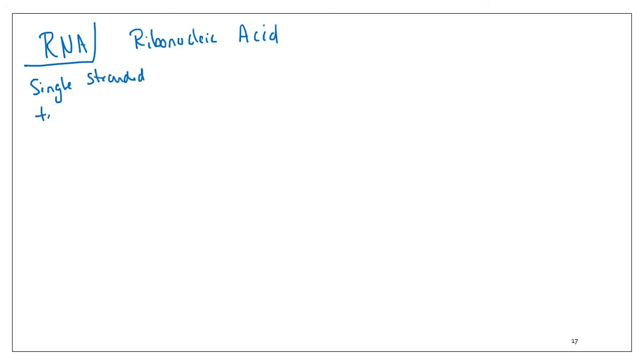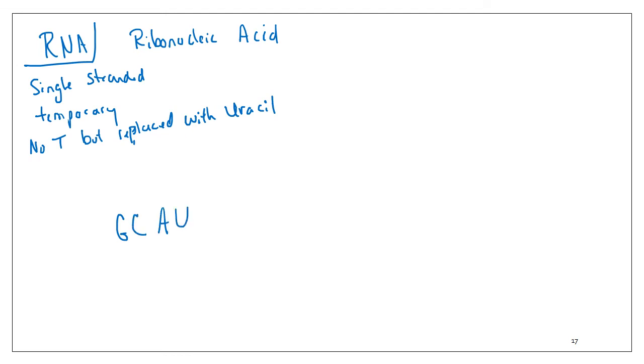Okay, it's always going to be temporary. And it's always going to have a change. There's no thymine, but it's been replaced with a U, which is actually a uracil. Okay, so the rules change for RNA. The rules are G pairs to C, A pairs to U.